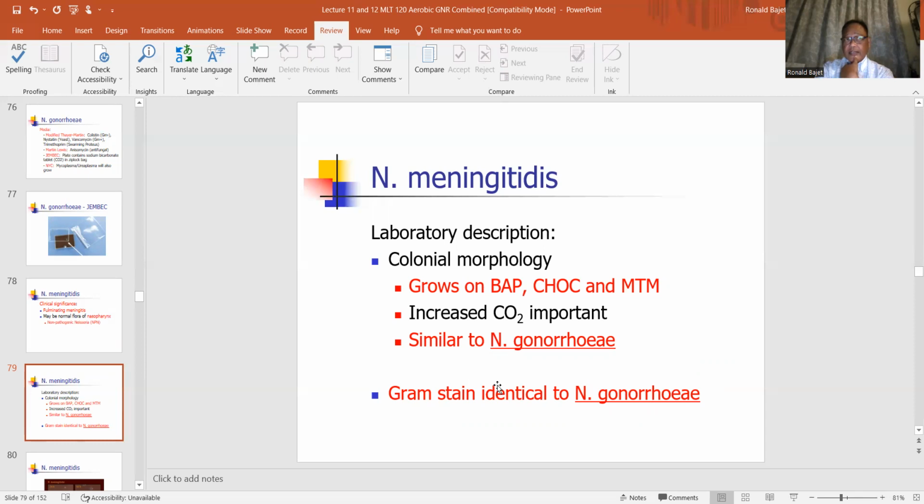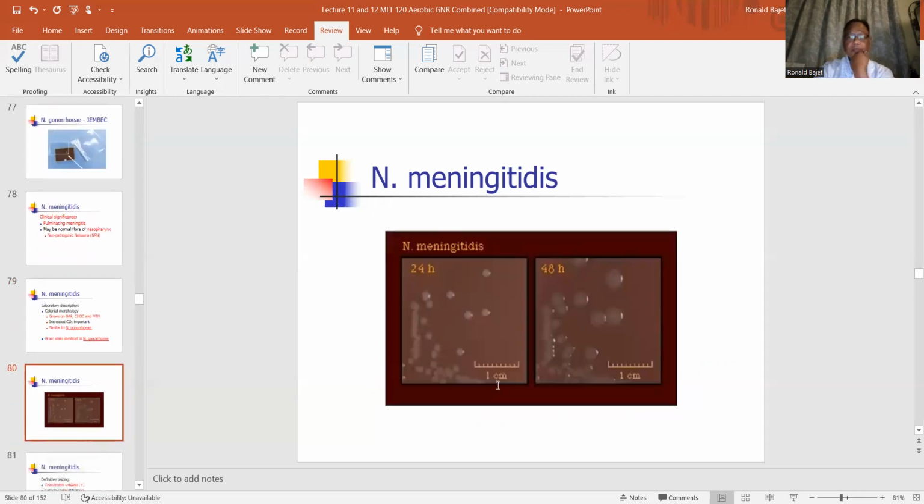And if you take a random swipe of all the colonies, like in a primary sweep, and you do an oxidase test, you're going to see oxidase positive. And then you're going to say, oh my God, that's non-pathogenic Neisseria. Am I going to come down with meningitis? No, it's part of your normal flora. Colony characteristics are very similar to Neisseria gonorrhoeae, and the gram stain is identical.